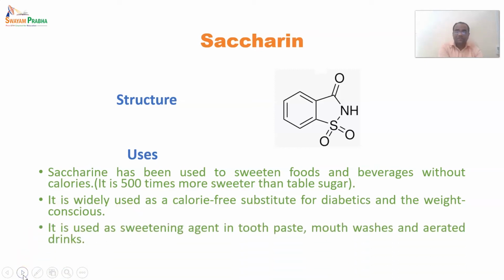It is also used as a sweetening agent in toothpaste, mouthwashes, and aerated drinks. Aerated drinks means drinks like Pepsi or Thums Up. Such drinks with carbonate are said to be aerated drinks. In toothpaste also, this saccharin has been found, and in mouthwashes. In gargles, it has been utilized. So there are many uses of saccharin, and abundantly it is used in the pharmaceutical sector.